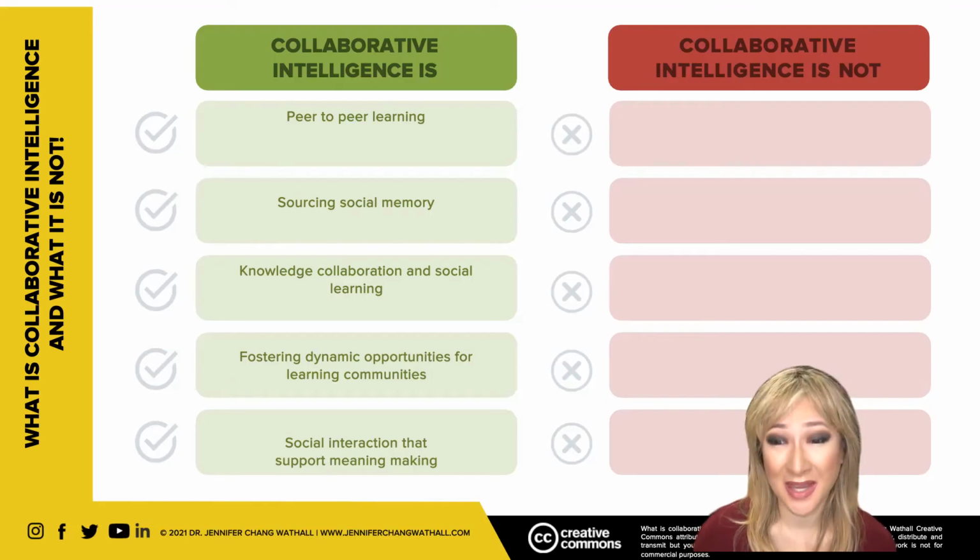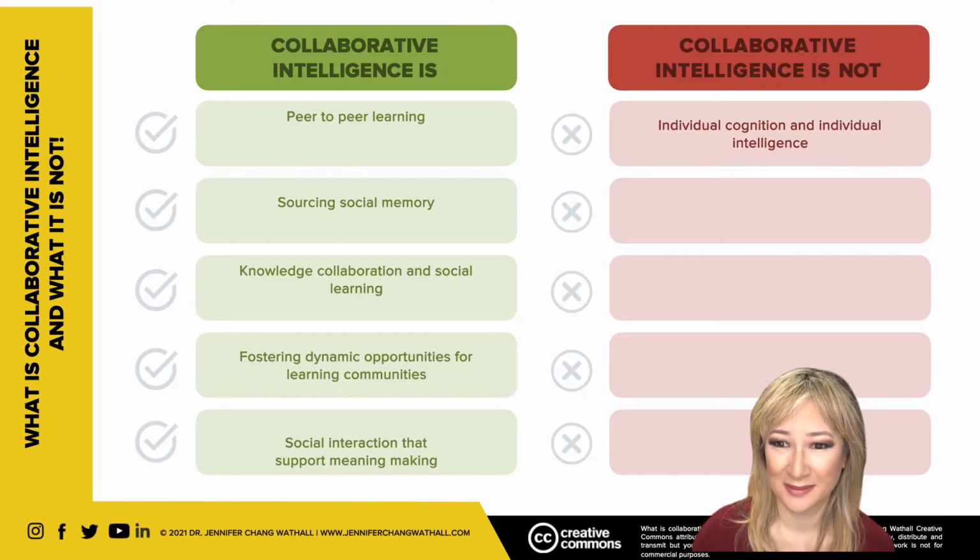So let's go to the other side of the concept attainment. Collaborative intelligence is not individual cognition and individual intelligence. I think that's an obvious one. That's not to say that we don't give our students opportunities to think by themselves, but I think there are a lot of benefits to using collaborative intelligence. So it's basically based on the idea that the whole is greater than the sum of the individual parts.